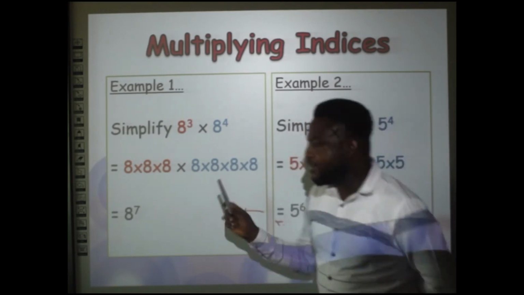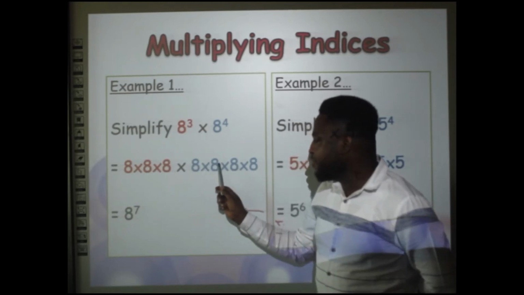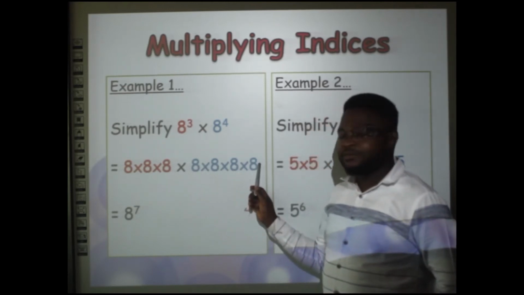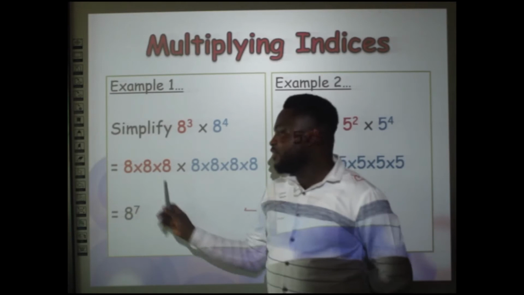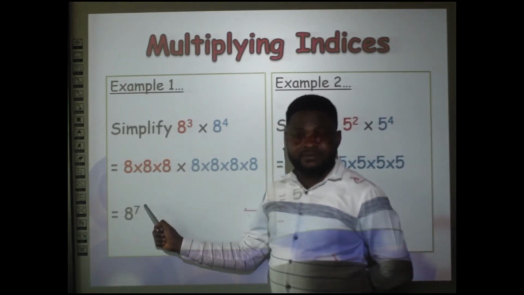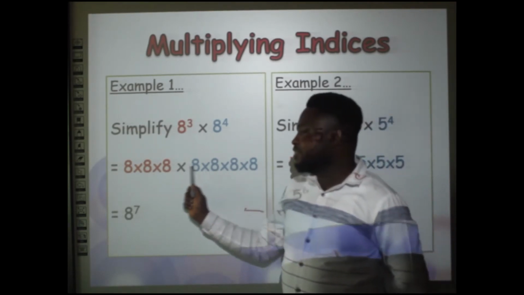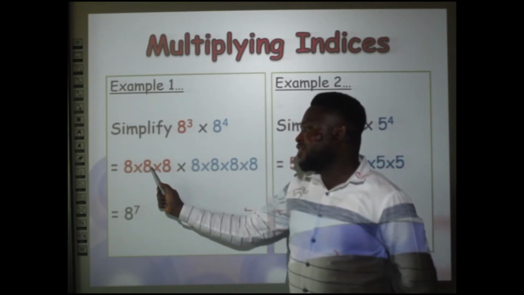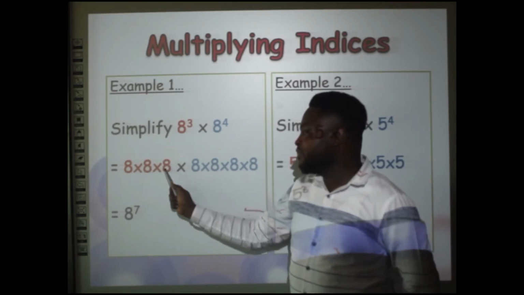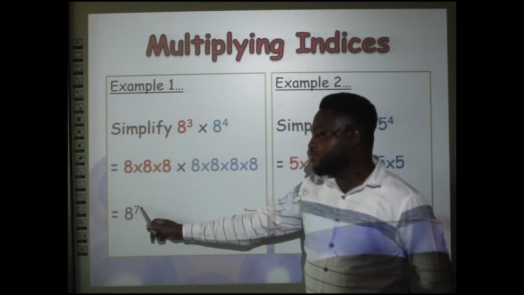Now, what do you observe here? How many 8s do we have here? 1, 2, 3, 4, 5, 6, 7. Okay? You have 7 of these. So that means the final answer is going to be 8 raised to the power of 7 in index form. Okay? So if you write all these in index form, since we have 7 8s, the final answer is going to be 8 raised to the power of 7.